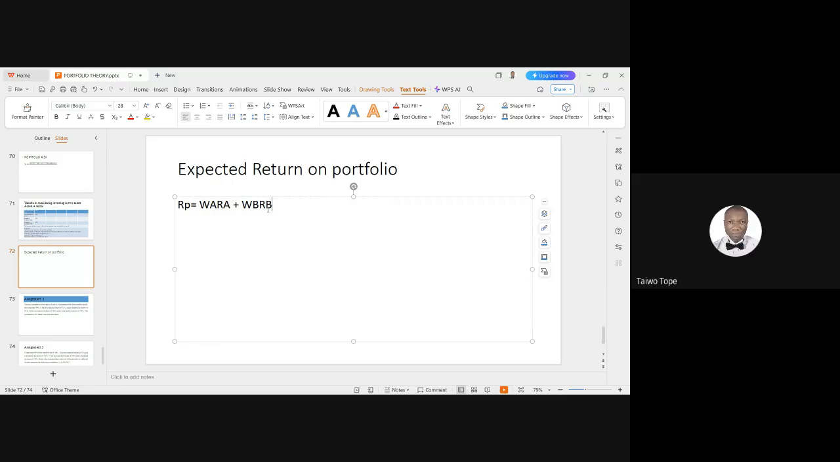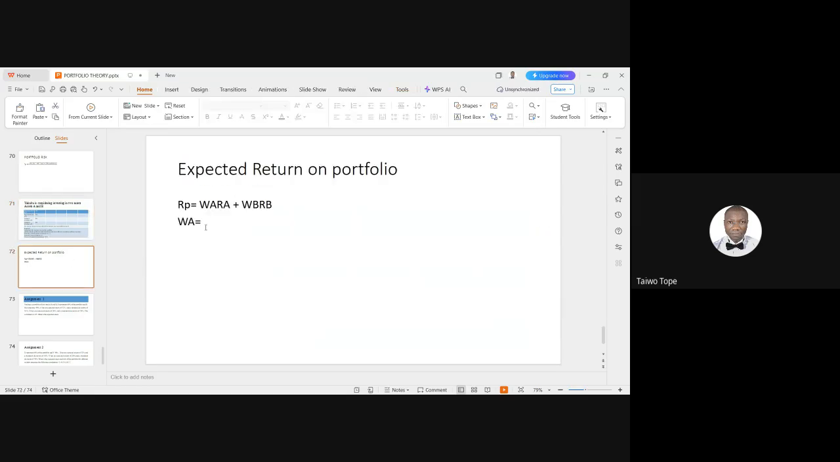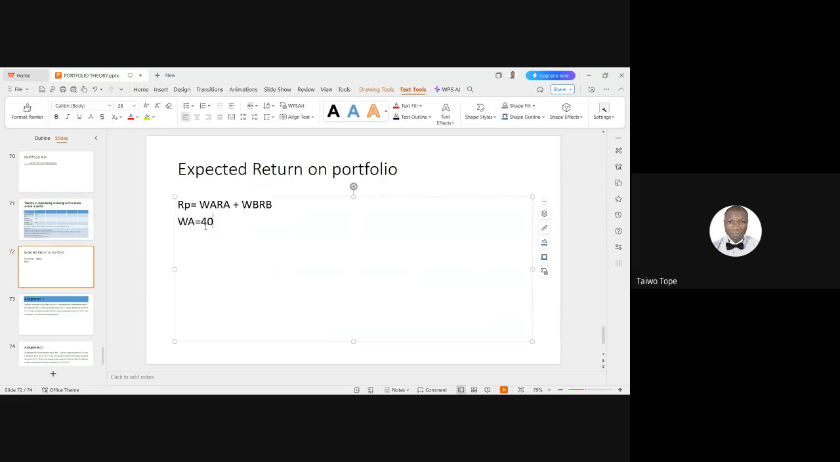So from the question, do we have the weight of A? Yes. Let's go to the question. The weight of A is what? 40%. Very good. The investor decides to invest 40% of their funds in asset A and 60% in asset B. That is the proportion. So the weight of A is 40%. The weight of B is what? 60%.